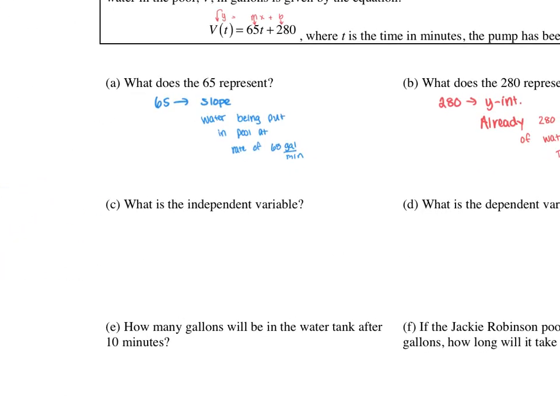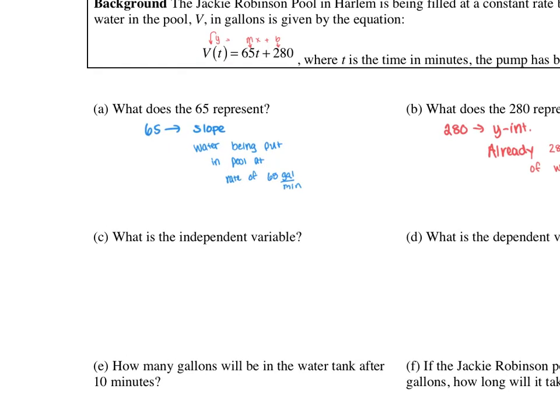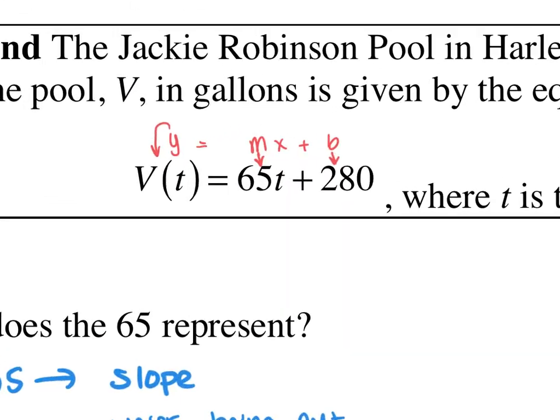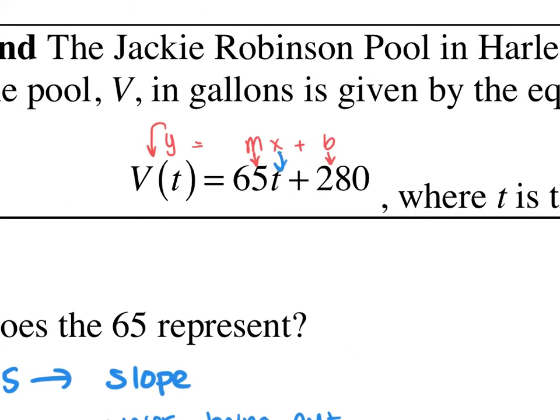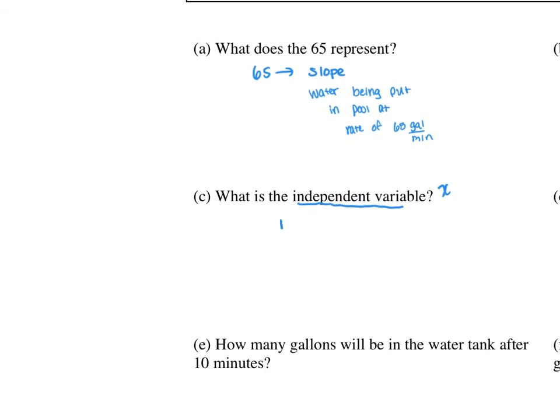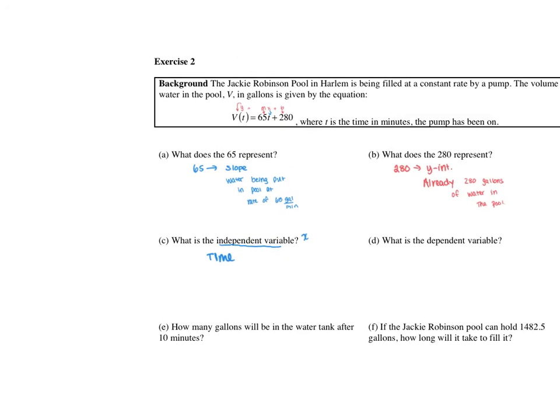Now let's go on to C. What is the independent variable? Remember, our independent variable is our x-axis. The independent variable is where we put our x values. If we look at our equation, where we have our x value is where our time is. So we can say time is our independent variable, and that time is in minutes.